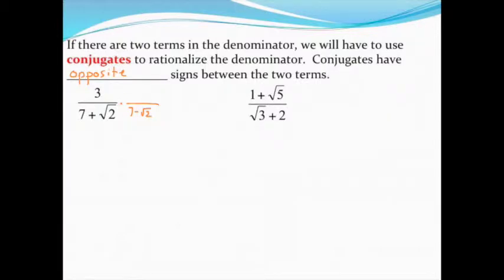Just like we did in the previous video where we rationalized by multiplying the top and bottom by the same thing, that same rule still applies. So we're going to multiply the top and bottom of this fraction by the same thing, because really that's just a 1, and multiplying by 1 does not change anything.